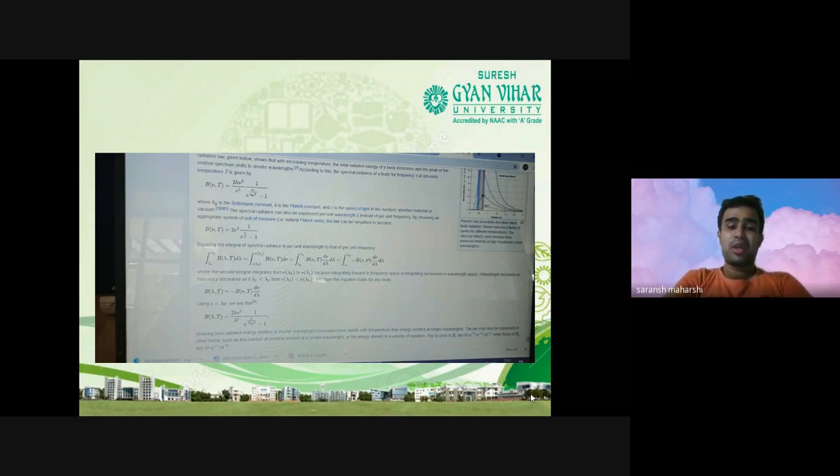Using ν = c/λ, we see that B_λ(λ,T) is equal to 2hc²/λ⁵ × 1/(e^(hc/λk_BT) − 1), showing how radiated energy emitted at shorter wavelengths increases more rapidly with temperature than energy emitted at longer wavelengths.